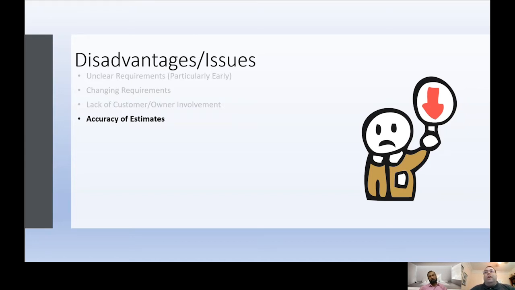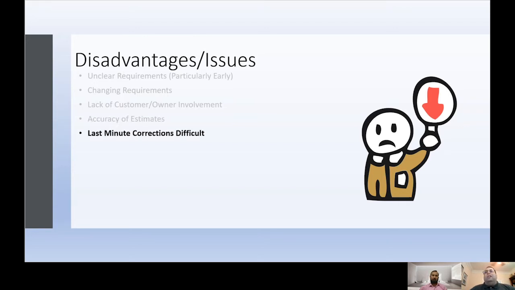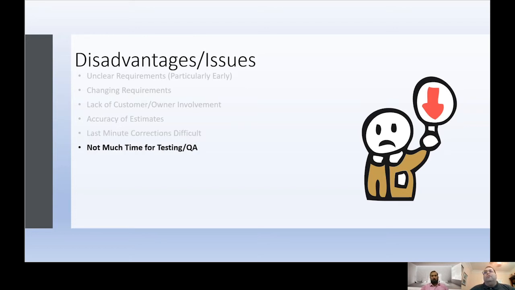Estimates of what it's going to take to complete the proposal, both in terms of resources and schedule, are inaccurate because of unclear requirements and changing requirements. Last minute corrections are really difficult due to the sequential nature of the process. And since reviews are being done at discrete points in time, all delays eat into the review time. Moreover, all work stops during reviews, waiting for reviews to finish and then picking up again for remediation.